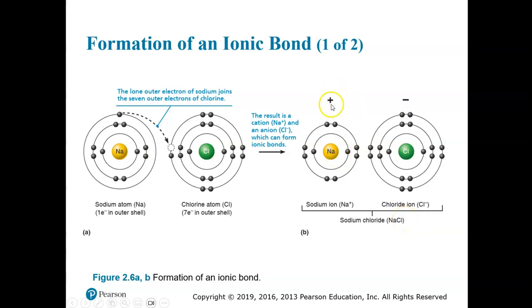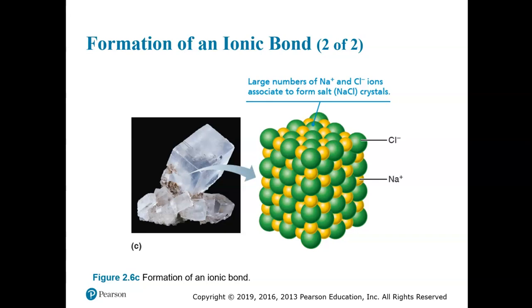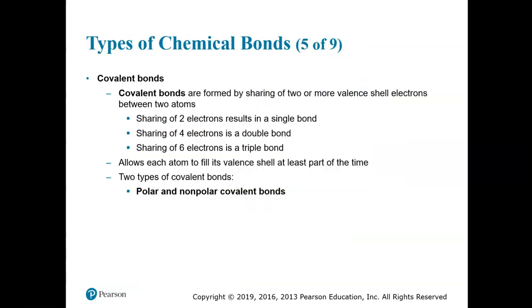So now that sodium is positive and the chloride ion is negative, and they have opposite charges, they are attracted to one another, and they form an ionic bond. Most ionic compounds are salts. There are different salts besides just sodium chloride. It can be sodium bromide, magnesium chloride, potassium chloride, or sea salt. There are various different types of salts, but all of them are combinations of cations and anions.